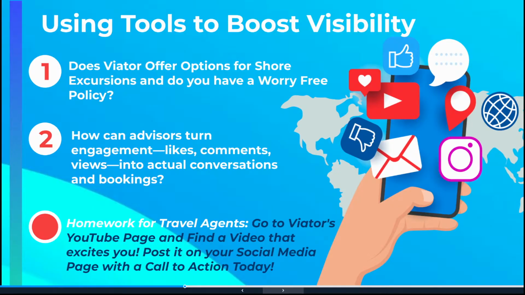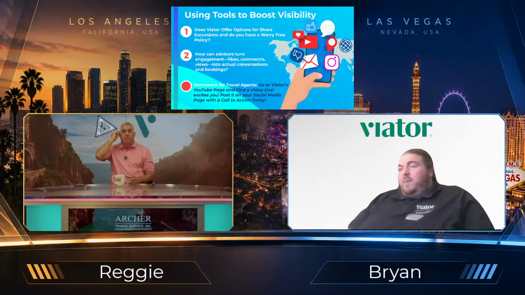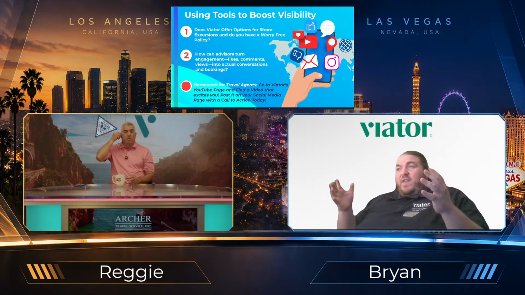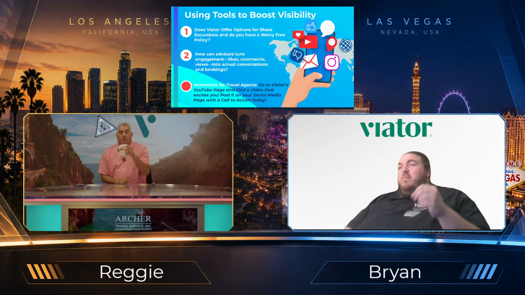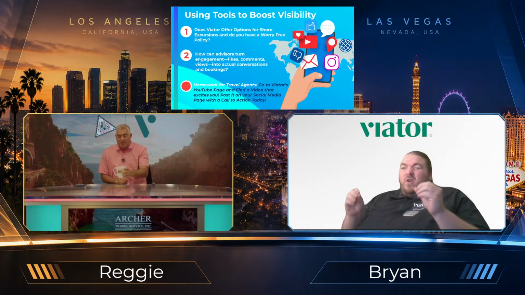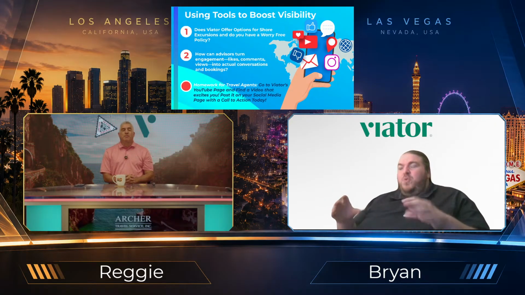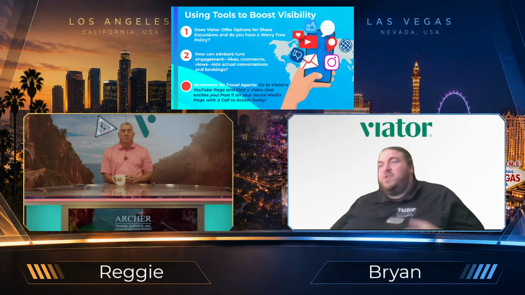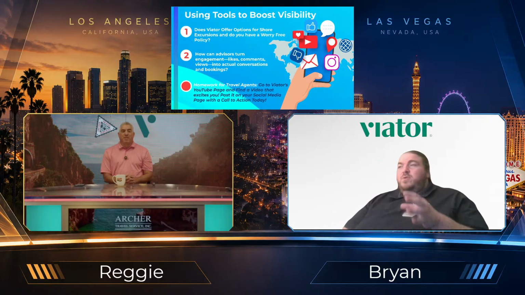Using tools to boost visibility. Does Viator offer options for shore excursions, and do you have a worry-free policy? Yes, we absolutely do. And the one thing I'm even more excited about is that starting next month we're going to reduce how many tours book off a cruise ship. And to answer your first question, yes, you can book products coming off a cruise ship on our platform. But we have our new shore excursion search tool where we've now reduced from 55,000 products down to 35,000.